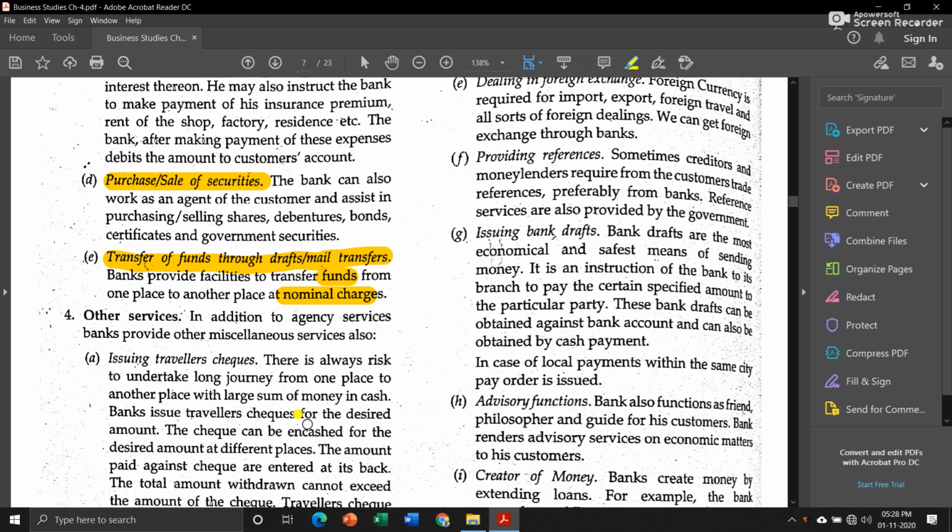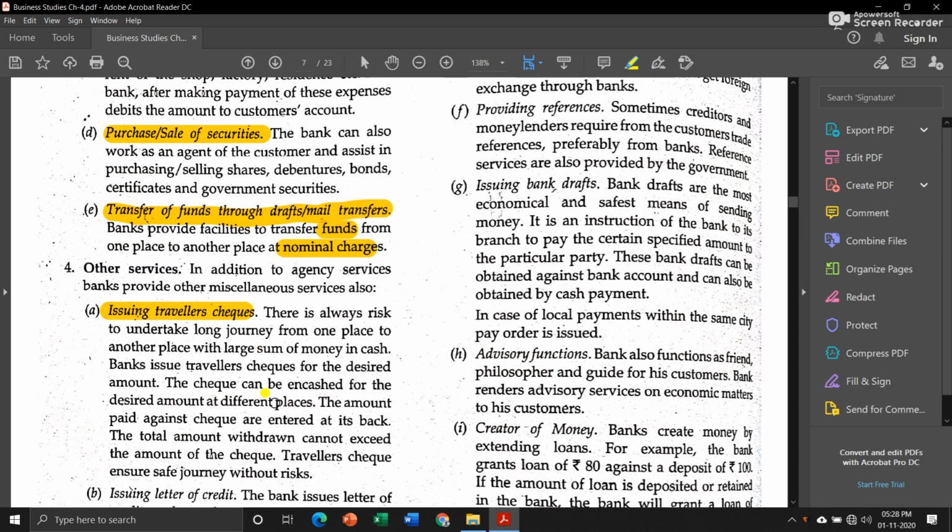Then other services are also there. Now first is issuing traveler's check. Now what is a traveler's check? Suppose you want to go for a vacation and you don't want to carry a huge sum of money. Then you will go to the bank and instruct them to issue a traveler's check for the desired amount. You can just ask them how much amount you want the traveler's check for. Then they will provide you the traveler's check, and through that check you can withdraw any amount of money from any place.